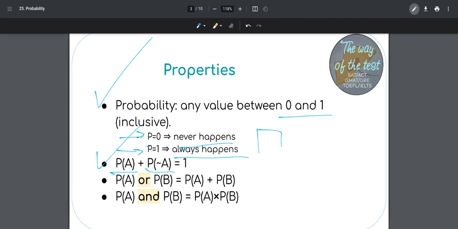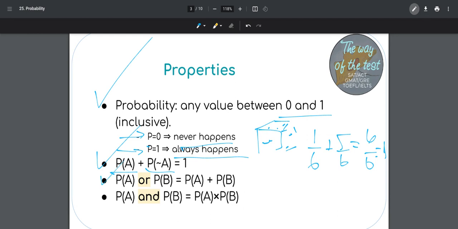So let's go back to my example. I have a six-sided die, so this is a 1, this is a 2, this is a 3. So what is the chance of getting a 2? 1/6. What is the chance of not getting a 2? 5/6 because I have other possibilities. So 1/6 plus 5/6 is 6/6, which is equal to 1. So again, the addition of something happening plus something not happening has a probability of 1.